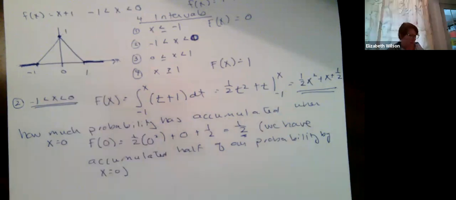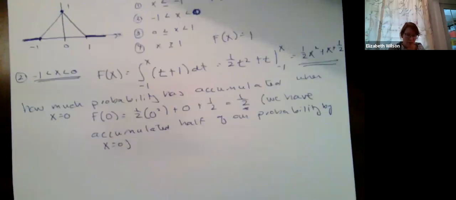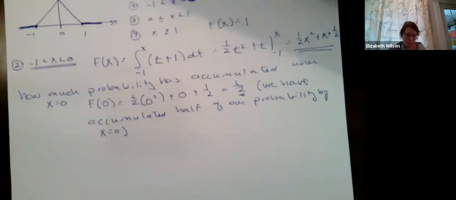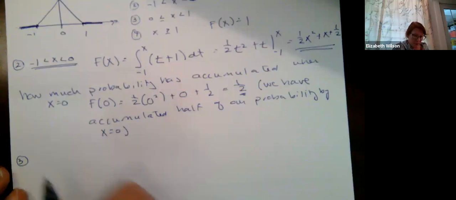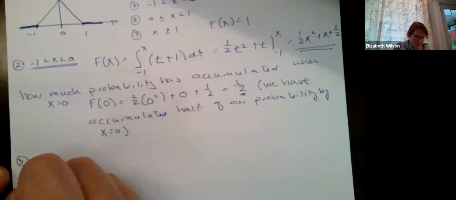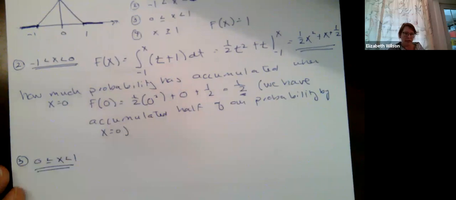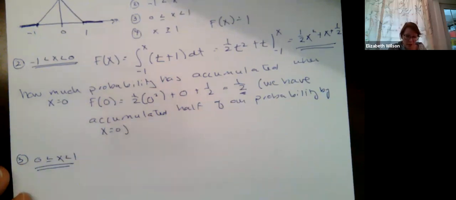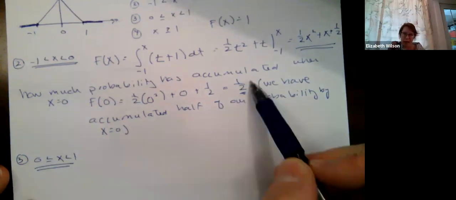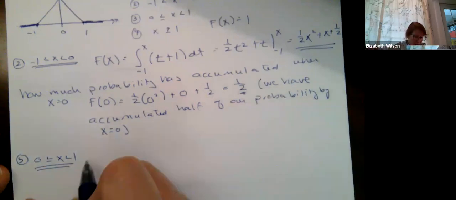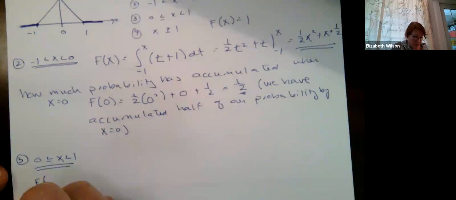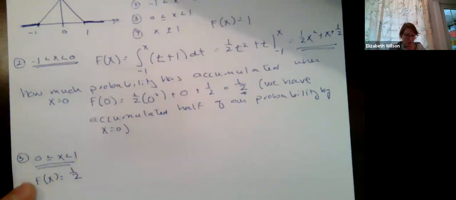Now I need that because I need to actually include that half when I think about my second interval. So my second interval, I'm going to go from 0 to 1. And I need to build up, I have to use a different function, but I also have to take into account that when x is equal to 0, I have half the probability that I would have started with. So f of x is equal to 1/2. This is how much we've accumulated so far, 1/2.